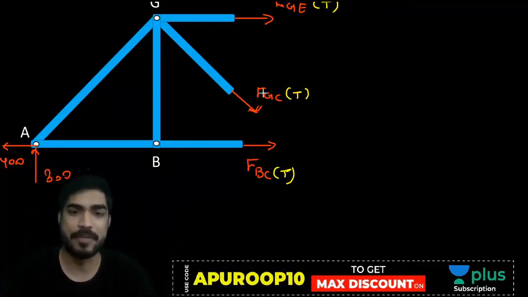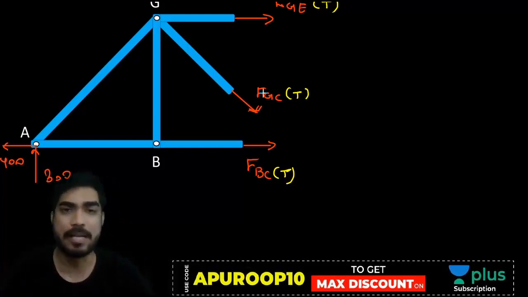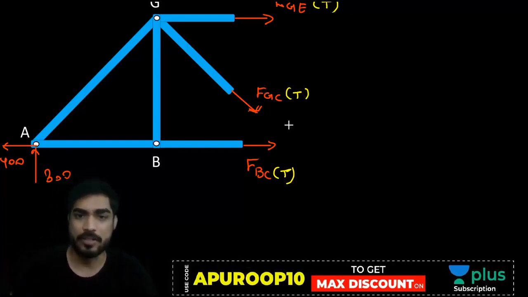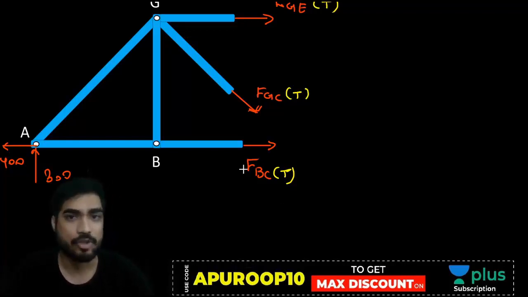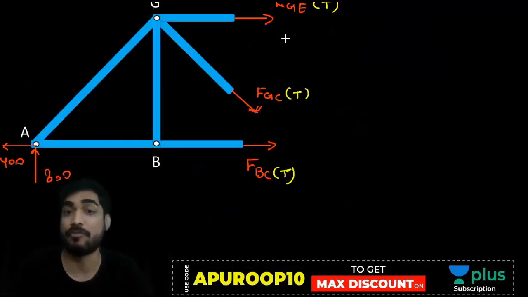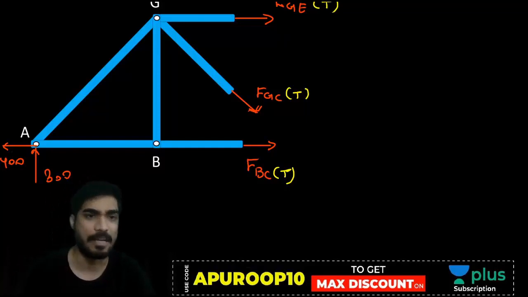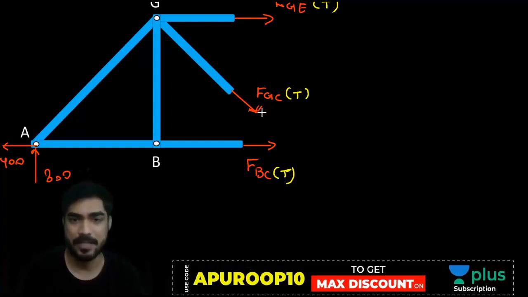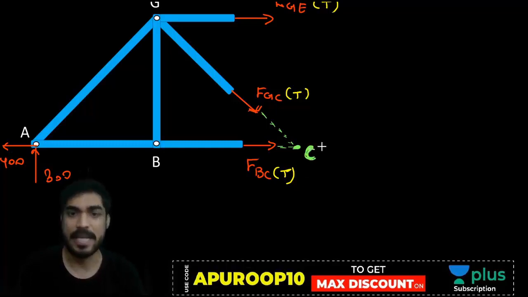Now my friend, in order to solve this FBD, I can use the equilibrium equations. I need to find all these three members. So how will I find them? Let's first find out FGE. How am I going to find FGE? Very simple, beta. Take moment at this point. What is this point? This point is point C. Take moment at point C.